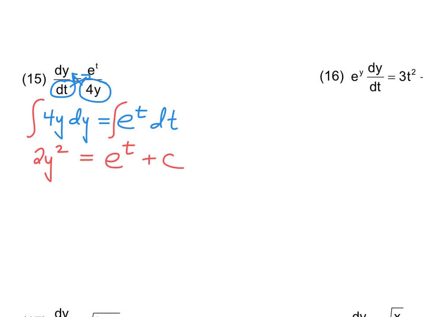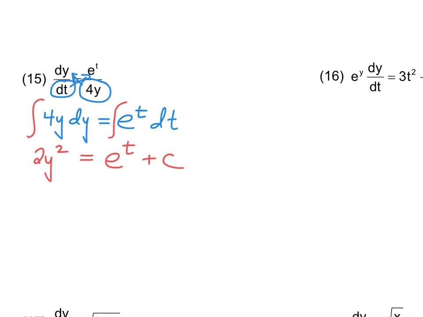Now what we want to do, where possible and convenient, is isolate the y. It's not always going to be convenient. Sometimes it's not practical, because if you're dealing with a conic section like an ellipse or a hyperbola or something like that, then there's a different form. It wouldn't be y equals. So in this case, it's not too bad.